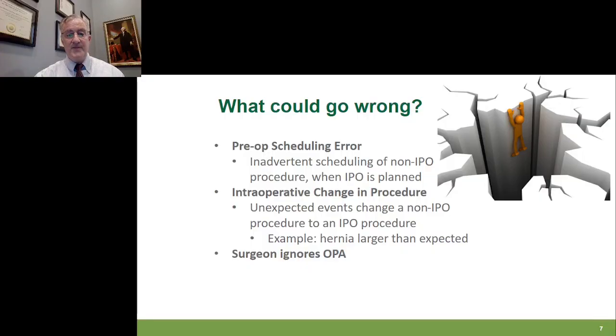So what could go wrong? Inadvertent scheduling of a non-IPO procedure may occur when an IPO procedure is planned, or unexpected events may change a non-IPO procedure to an IPO procedure. An example would be a ventral hernia that's larger than expected. You're not expected to know all of the size limits for inpatient-only or outpatient hernias. However, you should have a general understanding that in many cases, size does matter. Also, if the surgeon ignores the OPA warning, this can result in loss of revenue.